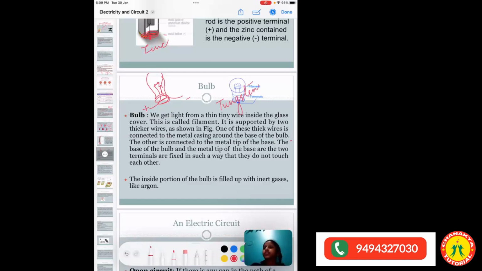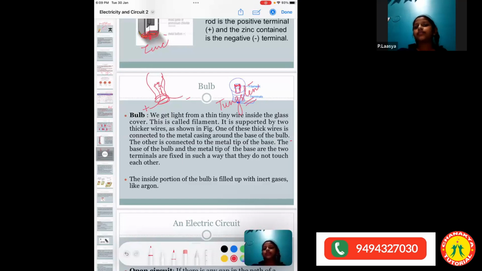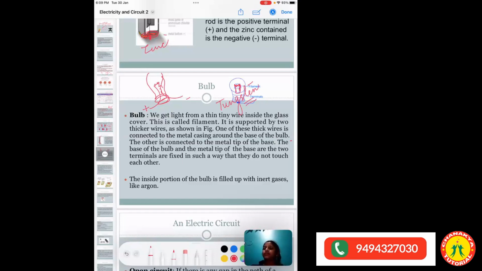Tungsten is also a kind of element. The filament in the bulb, this wire, will be made up of this tungsten, and that makes it glow. It's a kind of metal, ma'am. Right, it's a kind of element.